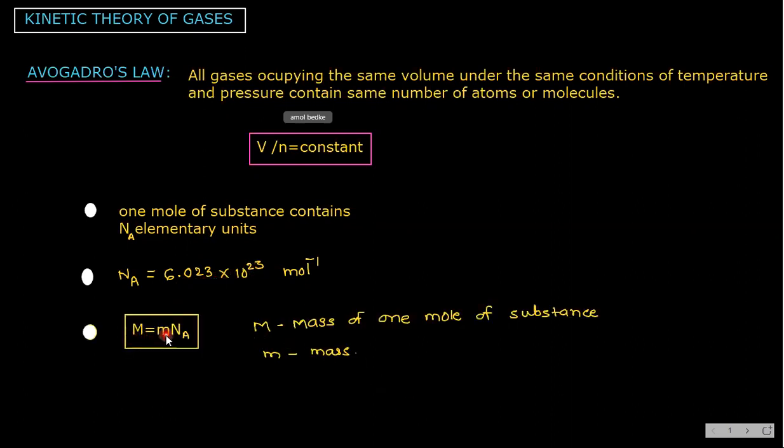Now capital M is equal to small m into Na, where capital M is the mass of 1 mole of substance and small m is the mass. This we have already learned in thermal properties of matter, in the ideal gas equation. Yes, no? Okay, so note down this.